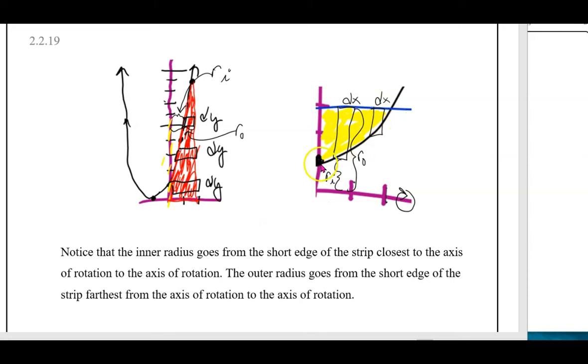In the example 4 picture, notice that the inner radius goes from the new axis of rotation to the closest end of that rectangular strip. The outer radius goes from the axis of rotation to the farthest end of the strip.